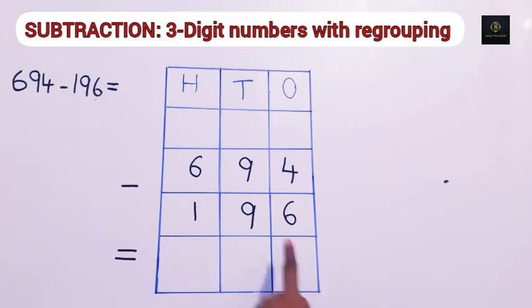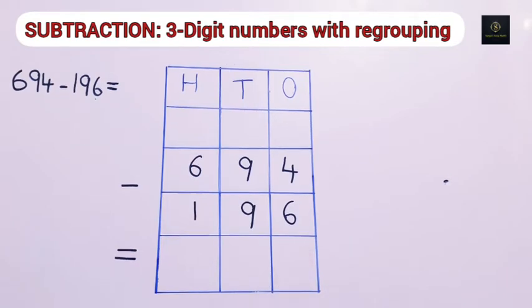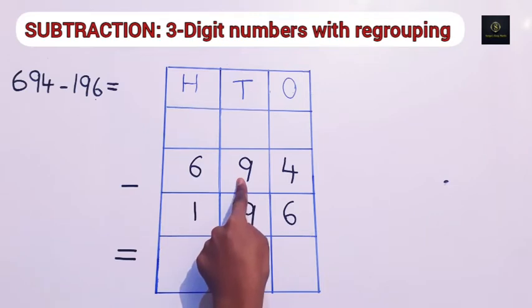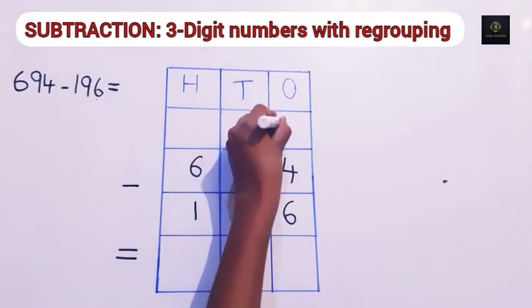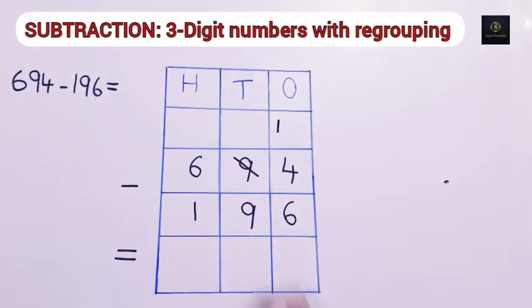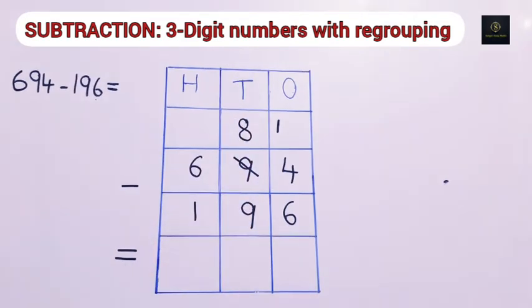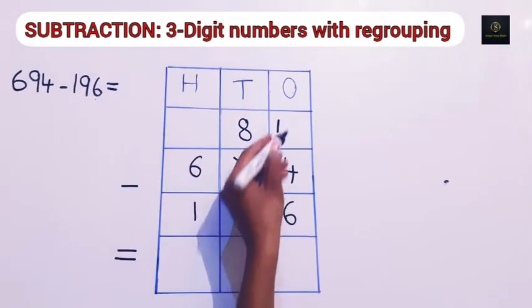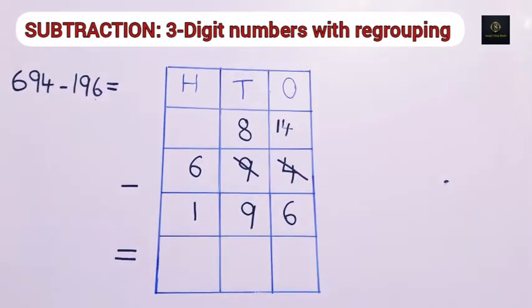So can we subtract 6 from 4? It is not possible. Why? Because 4 is smaller than 6. So what will we do? Yes, we will borrow 10 from 9 tens. So, let us take 10 from 9 and place it in the ones. And in the tens, 8 tens will remain. And let us take these 4 ones up. So, it will now become 14 ones.